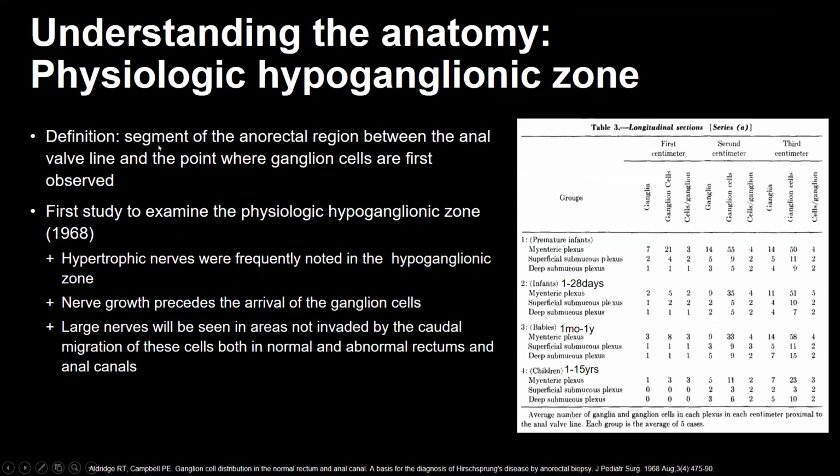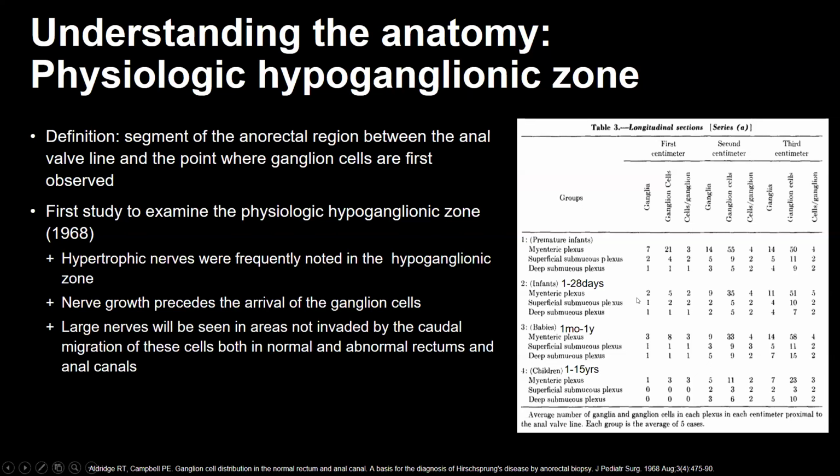And that area is the segment of the anorectal region between the anal valve line and the point where you first start seeing ganglion cells. So one of the first studies to examine this area was done in 1968 on autopsy patients. And they noted in patients, and you can see here premature infants, infants from 1 to 28 days, babies 1 month to 1 year, and children 1 to 15 years of age.